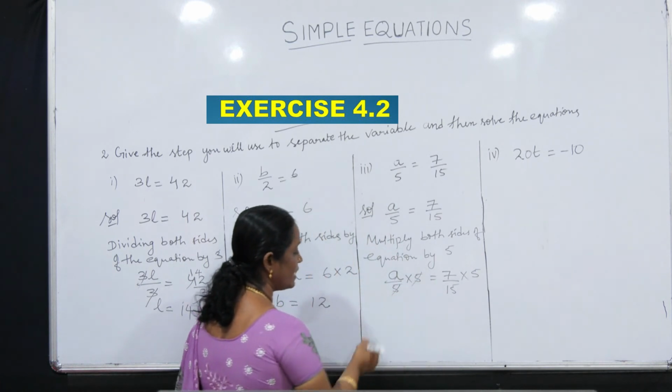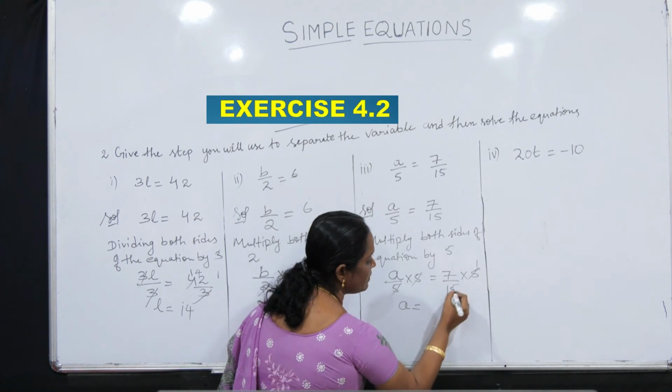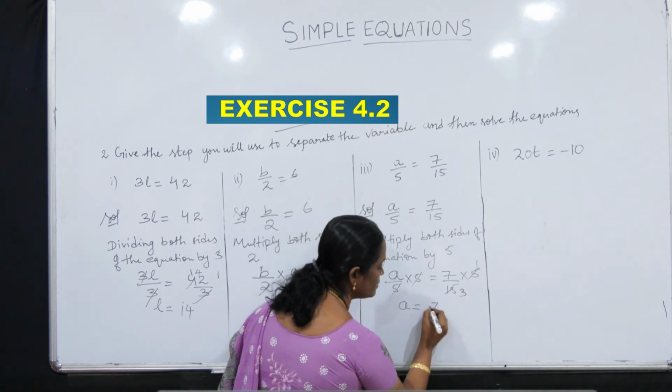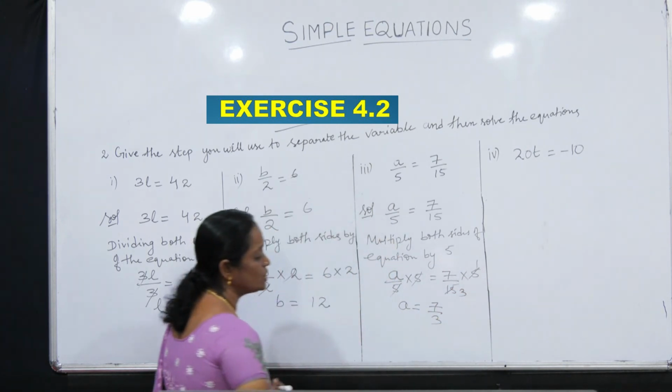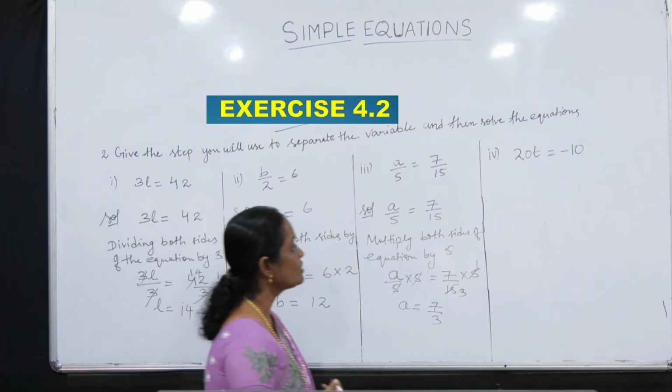Here these two 5's cancel, we will cancel this. a is equal to 5 ones are 5, 5 3's are 15. a is equal to 7 by 3. The solution to the equation is a is equal to 7 by 3. Next, it is question number 4.